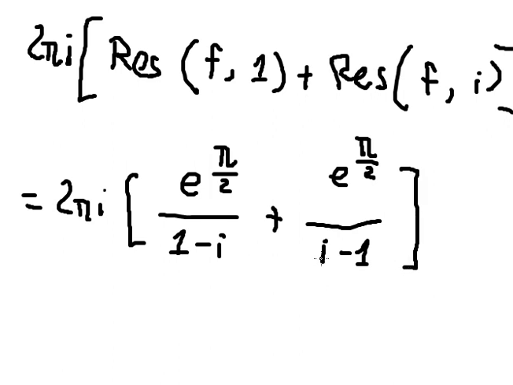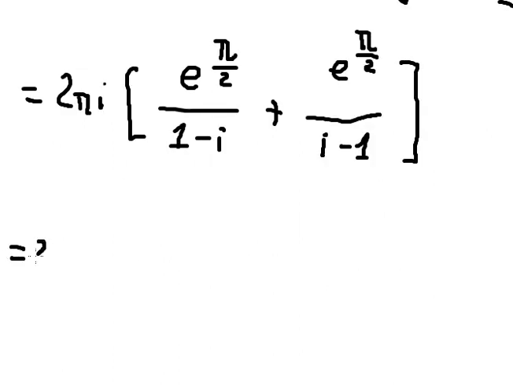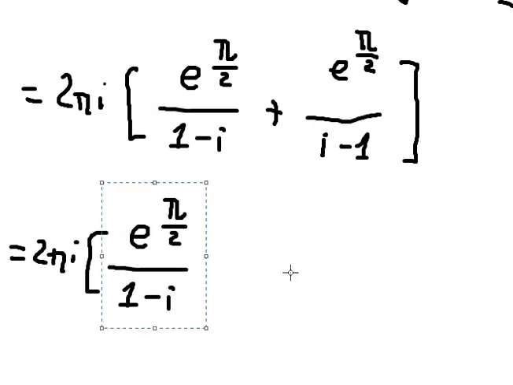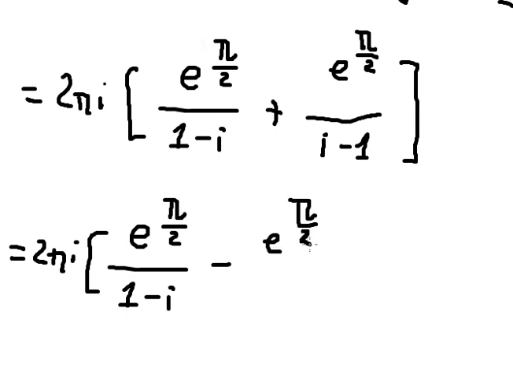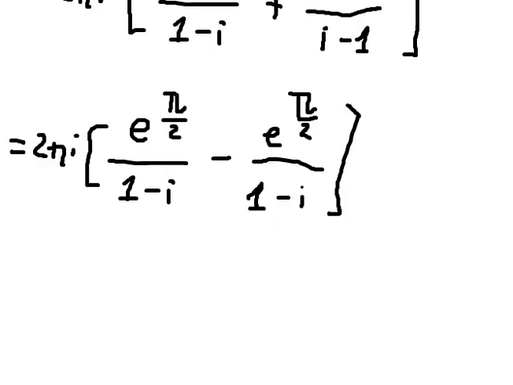So we see that i minus 1 we can change into negative, and we have e to the power of b over 2 over 1 minus i. And they cancel, and we have number 0 in here.